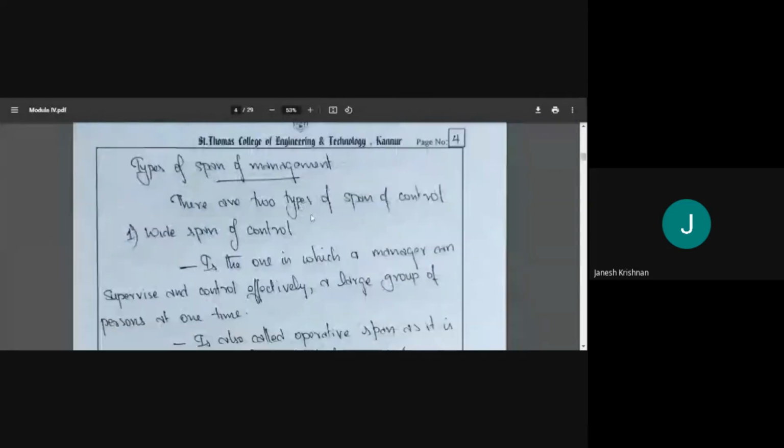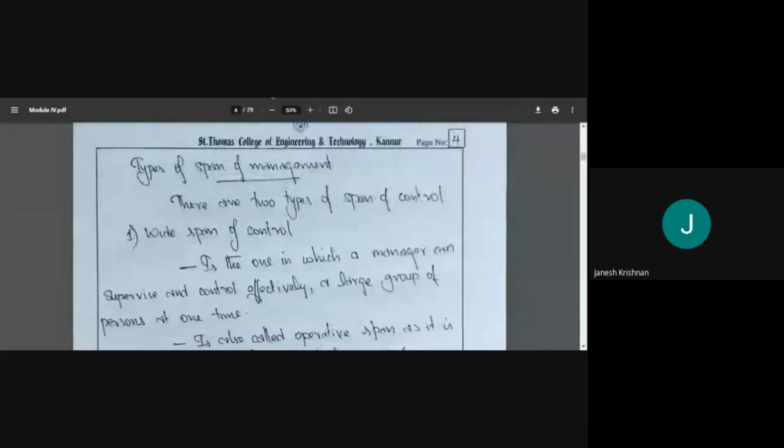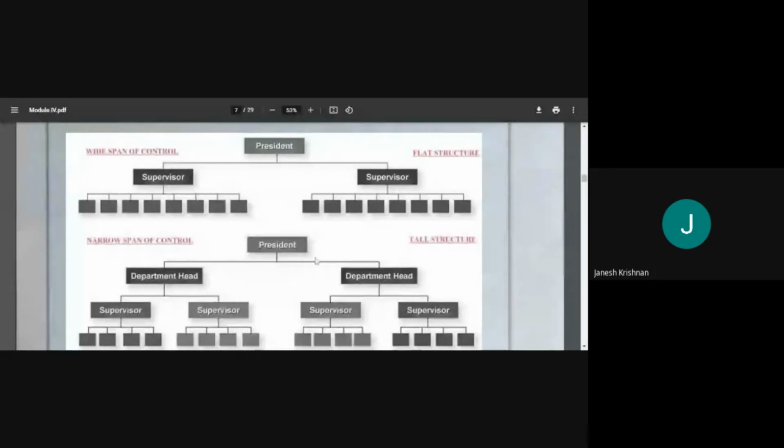So based on that, we have two spans of control, that is wide span and narrow span. Wide span is one in which one supervisor is supervising many people, or many people are supervised by one person. That is wide span of control. Right? In narrow span, we have a lesser number of people supervised by one single person. That is narrow span.